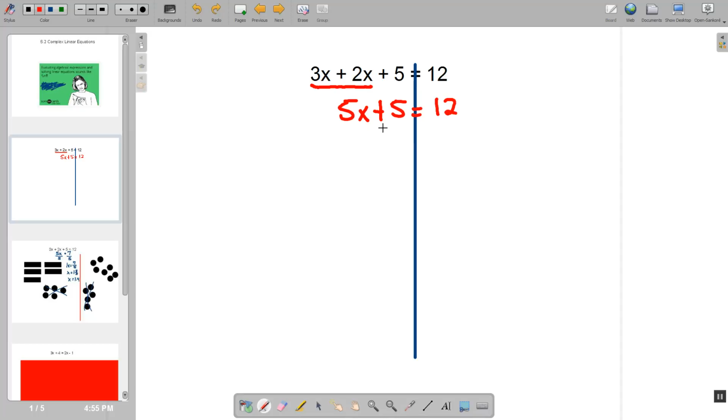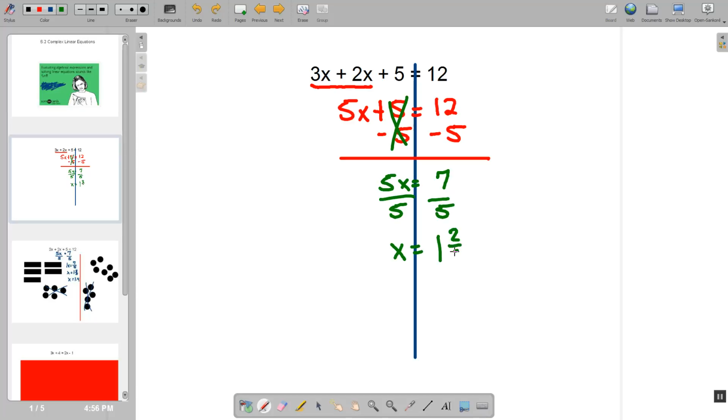Now I'm going to subtract 5 from both sides. That's what I did. I took 5 chips away from the left and right. That's 0. So I get 5x equals 7. Then I divide both sides by 5. And I get x equals, and I'm going to write it as 1 2/5. Because I had those 3 different ways to write it, I'm going to leave it like that.